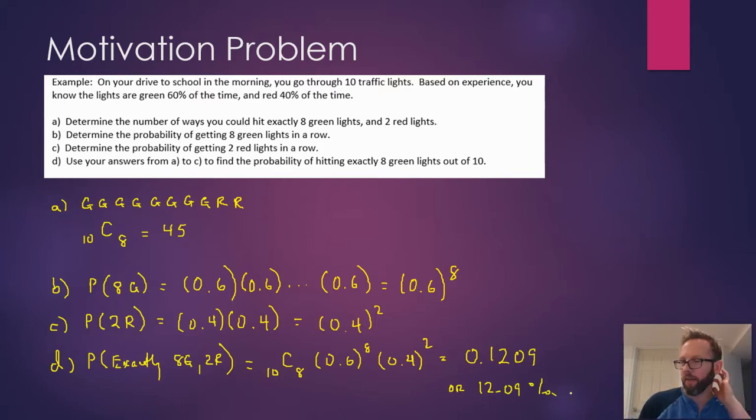So pretty low, but you know what? It kind of makes sense. If the lights are only green 60% of the time, then getting 8 green lights is going to be pretty rare because we kind of expect 6 of the 10 lights to be green.